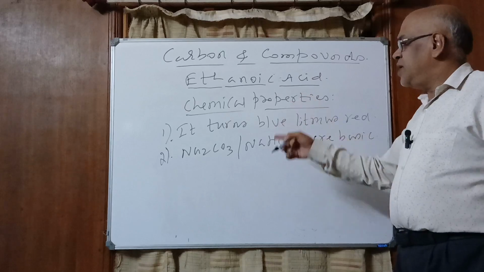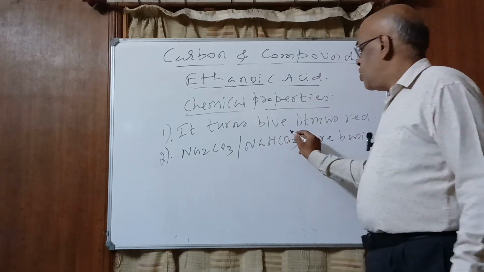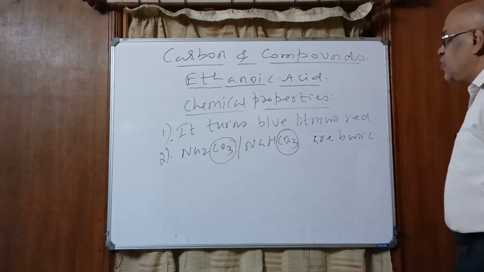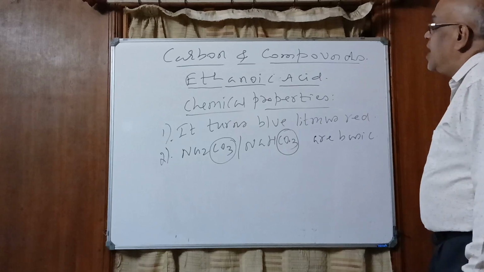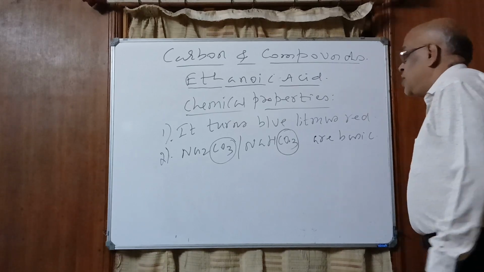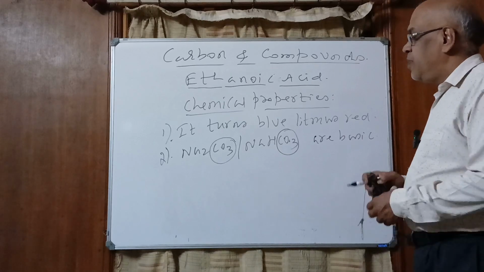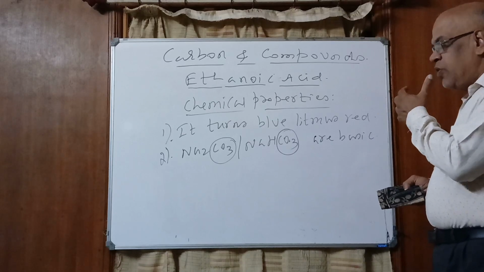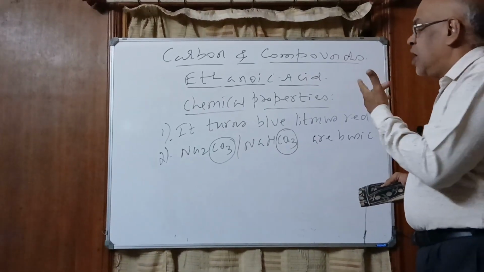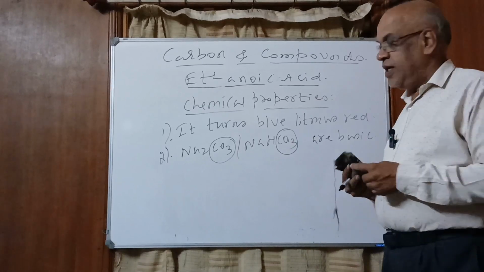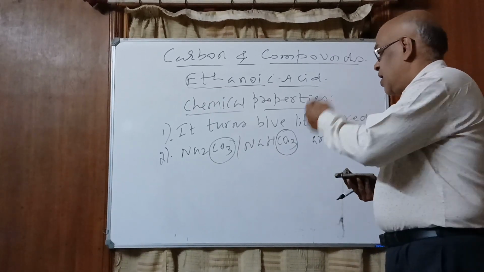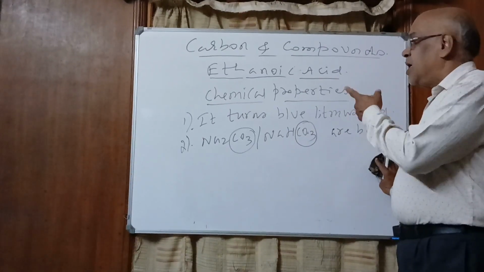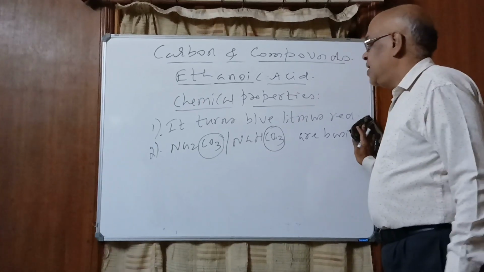What happens? This reacts to give what? Here there is carbonate, children, isn't it? Carbon dioxide gas is released. So this is a test to prove that the acid used is a carboxylic acid. Reaction with sodium carbonate or sodium hydrogen carbonate: you take any acid, how do you prove that it's a carboxylic acid? It releases carbon dioxide. This reaction shows that the compound used is a carboxylic acid because carbon dioxide gas is released.